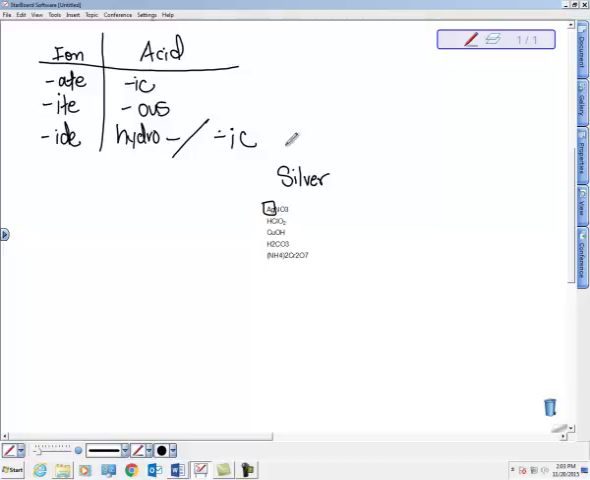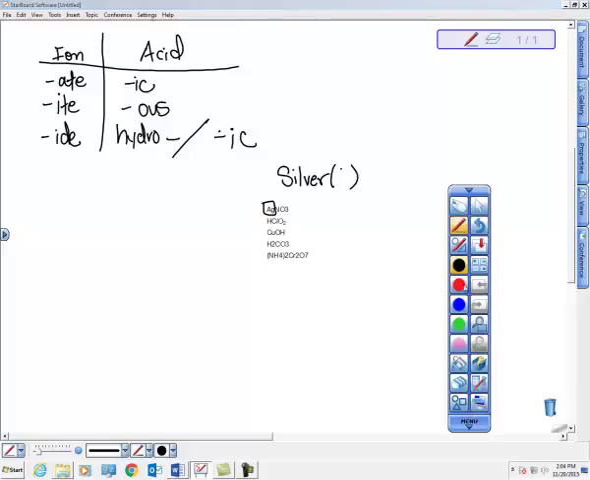So normally on these what we would do is put Roman numerals to indicate their charge, but because silver is special, we're actually not going to do that this time. Sorry, hold on. My eraser's not working. Hold on. So we're not going to do that this time. We're not going to put Roman numerals on silver.